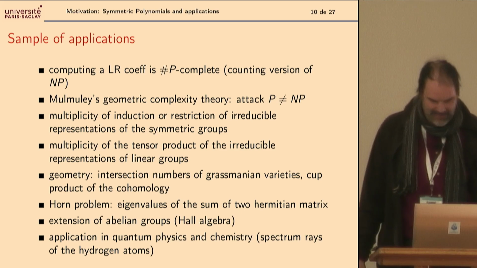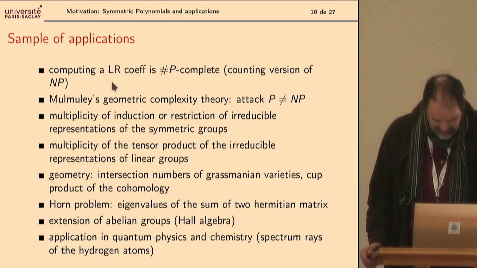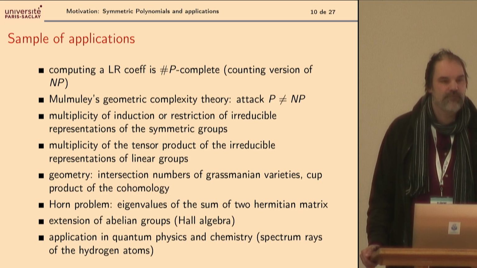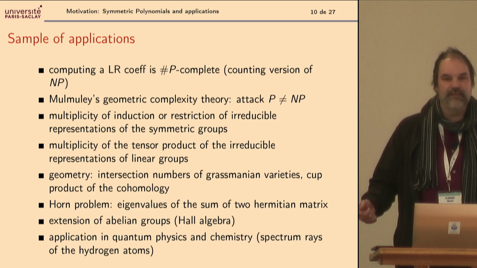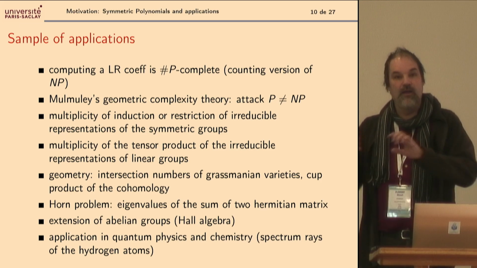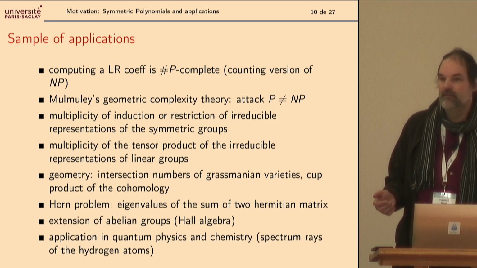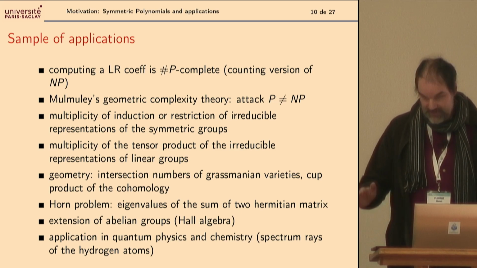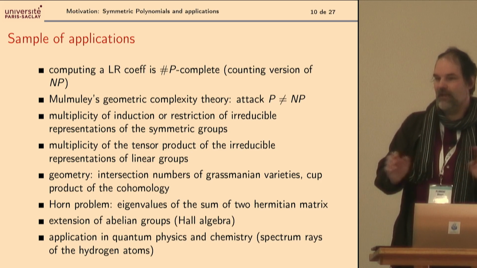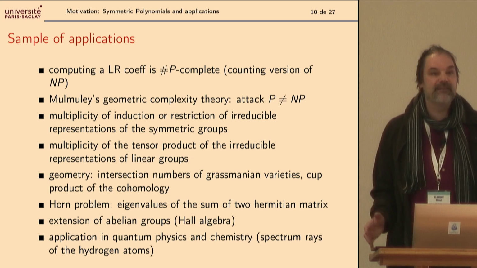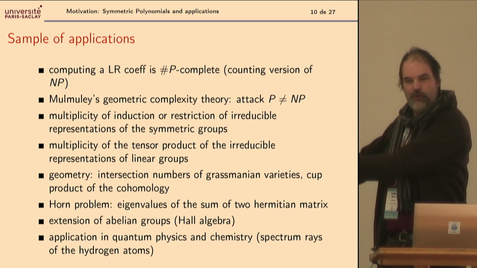The first comment is that computing the Littlewood-Richardson coefficient is something which is #P-complete. If you're not familiar with #P, it is the counting version of NP. When you have an NP problem, you're supposed to answer yes or no. With a #P problem, you answer an integer. But that's the same idea. Which means that modulo something like P equals NP, there is no better way to compute those numbers than enumerating the solutions of a combinatorial problem, okay?